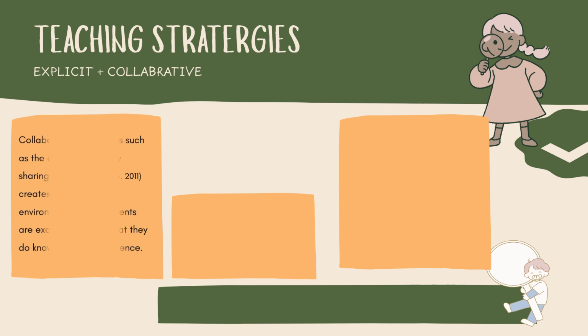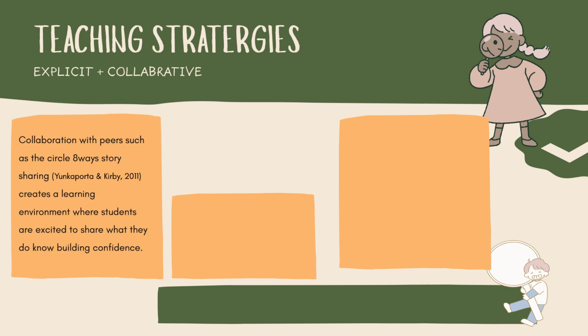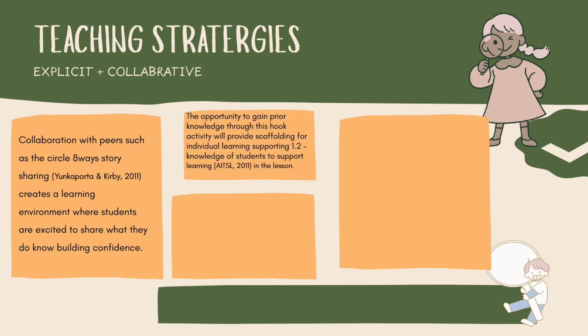Collaboration with peers, such as this 8 Ways story sharing of Yakapura and Kirby, creates a learning environment where students are excited to share what they know, building confidence. The opportunity to gain prior knowledge through this hook activity will provide scaffolding for individual learning, supporting 1.2 of ATSL in the lesson. Explicit teaching is used to demonstrate the main lesson activities.